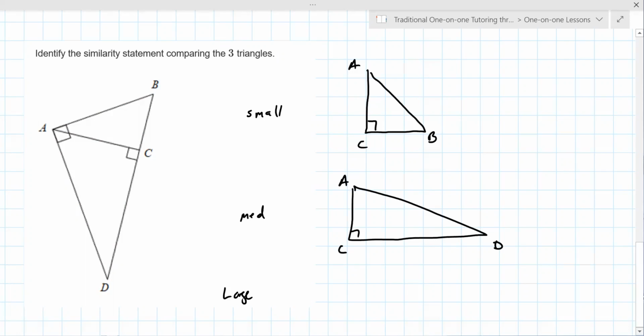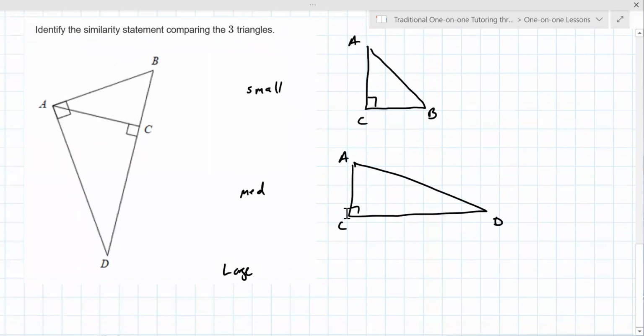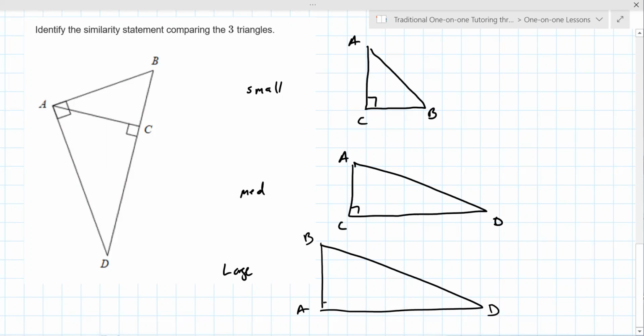It's the whole thing. It's B to A to D. Okay. Yeah. Okay. So can you visualize that? Can you see that now? With the large triangle, it's a little harder, but still, I can see it.